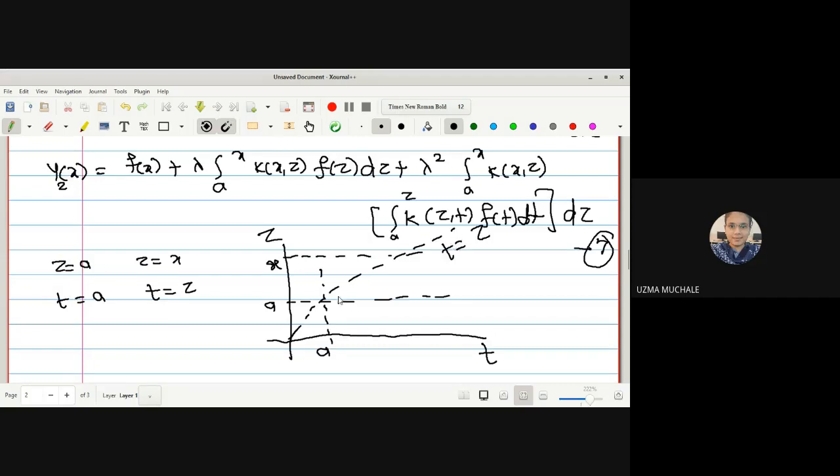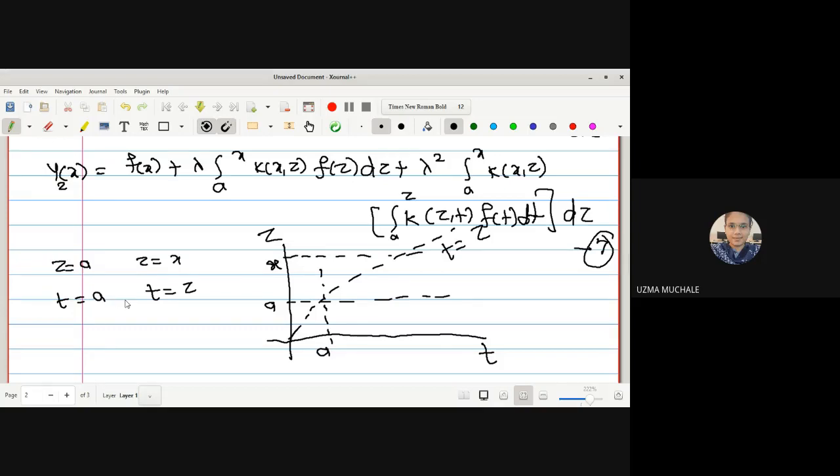Where will t equal to z come? It will come here, right? The line which is passing through the origin and making an angle of 45 degrees. It's not going to look straight, but assume that this is a straight one. So this we have written the limits of integration.